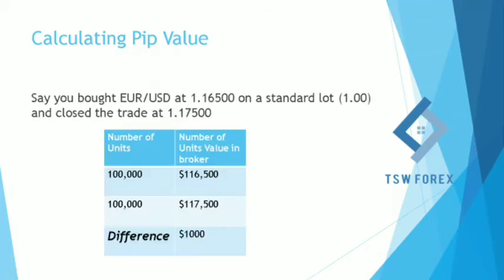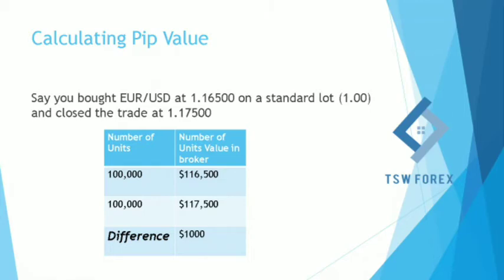So say you bought your USD. We're going to calculate it now in a different way. So we're still calculating pip value. So say you bought your USD at 1.16500 on a standard lot.